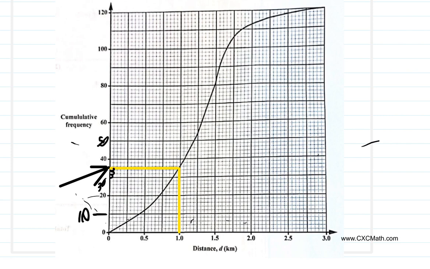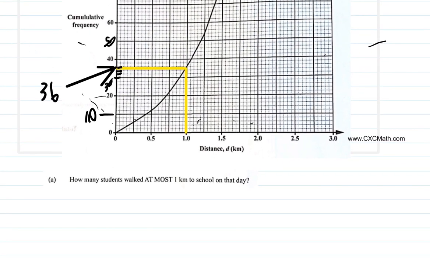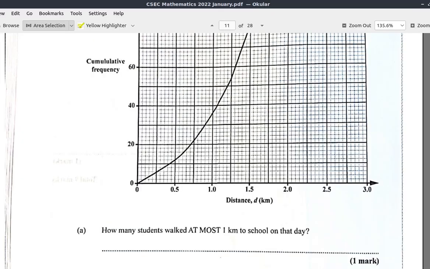Now, how many small squares do you get going up here? 1, 2, it might reach 3. Call it 3. So that would be 6 there. So you have 30, 32, 34, 36. Say it's about 36 then. It's 36. Alright? So 36 students walk at most 1 kilometer to school that day. So let's put 36 there.